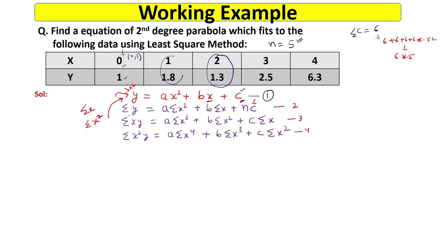After we have got these equations, now we have to find the values of these summations: summation of y, summation of x square, summation of x, then summation of x cube, summation of xy, and all these summations. Then we can solve these 3 equations to find the values of a, b, and c, and finally we can get the equation of the parabola.